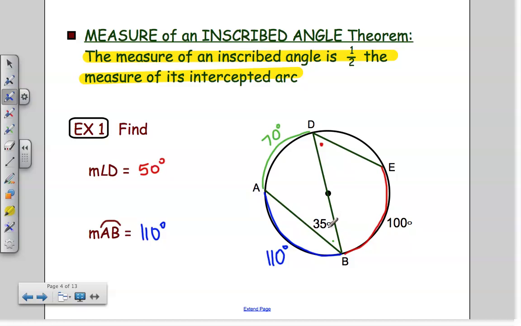Again, inscribed angle was 35. I doubled that to get the intercepted arc, which was 70. And then we had a semicircle, which was 180 total. And 180 minus 70 leaves 110 degrees for arc AB.